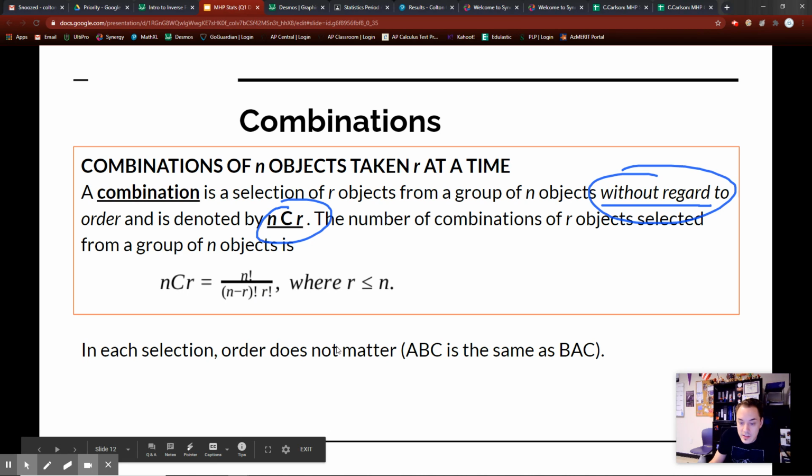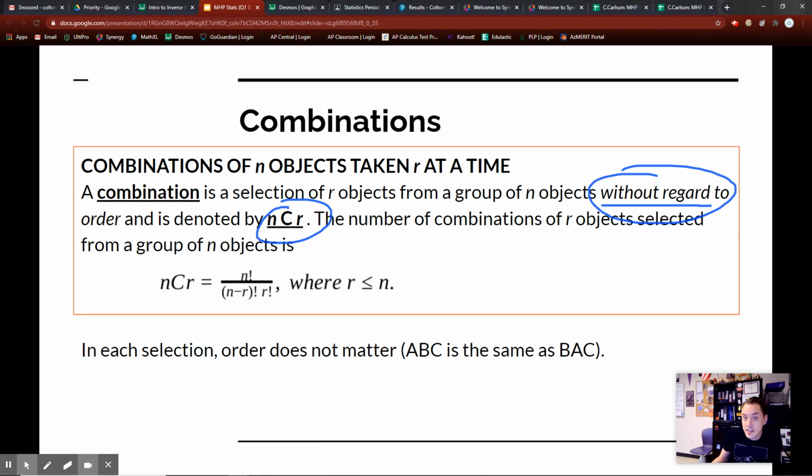So order does not matter. Think about this: ABC is the same thing as BAC. In that sense, order doesn't matter. I don't care about rank. Like your class rank, order does matter, right? If I want first, second, or third place, order does matter. But if I'm just organizing random cats or random unicorns together, it doesn't matter if I have George, Biff, or Sally. I can do Biff, Sally, and then George. It doesn't matter. Okay?